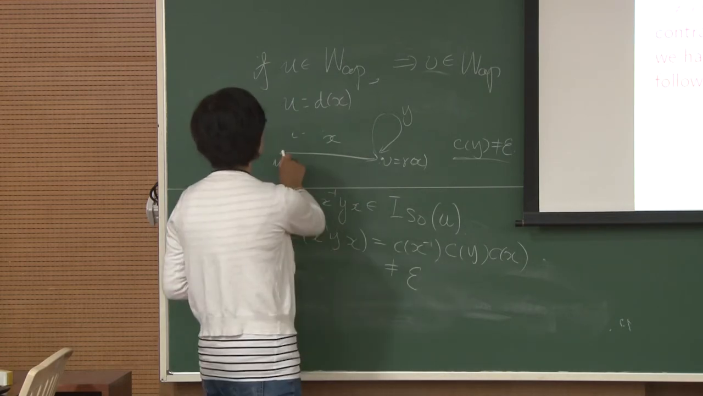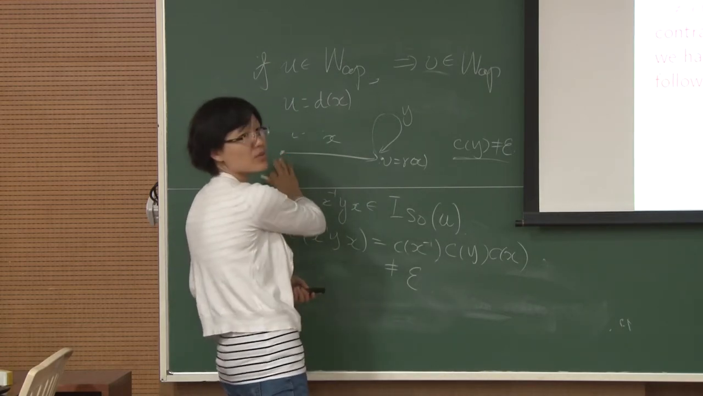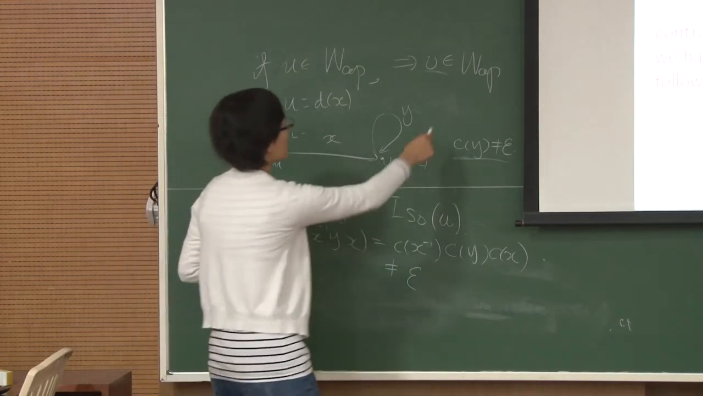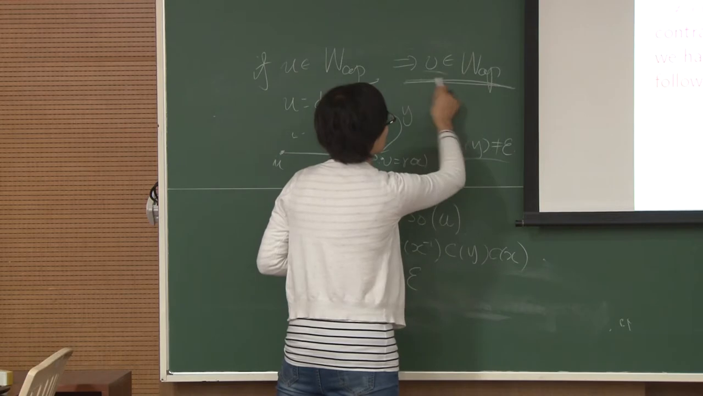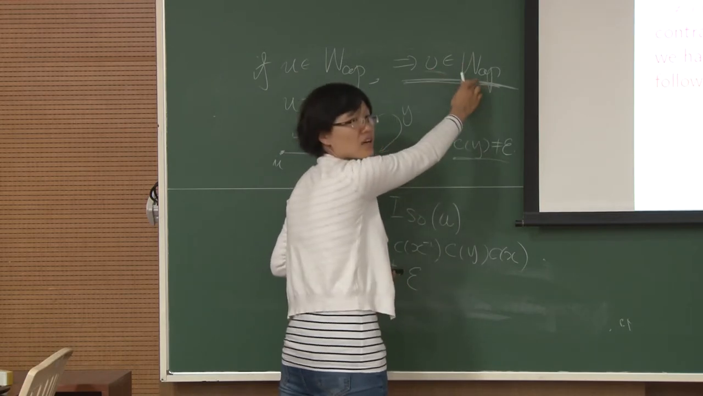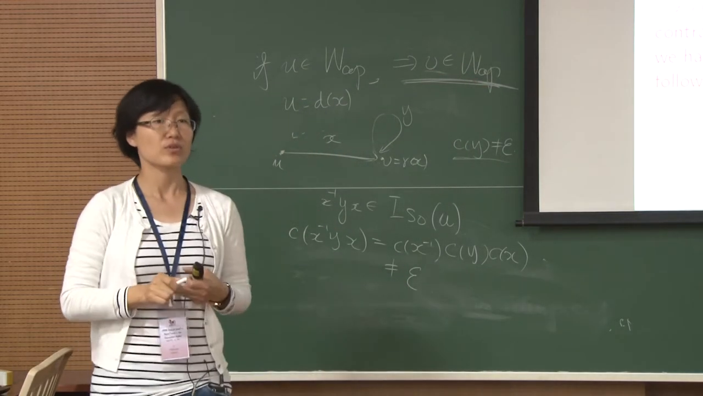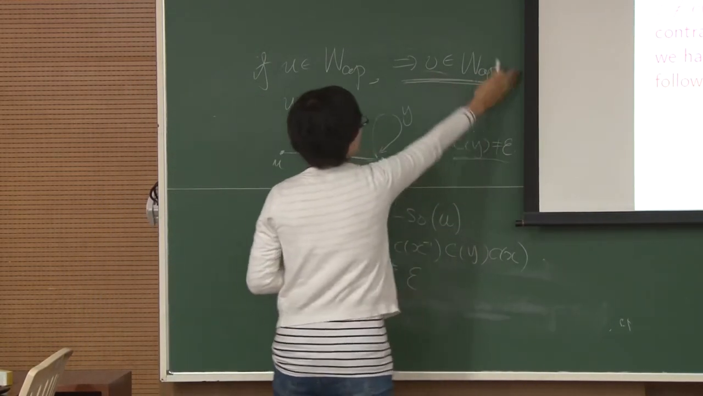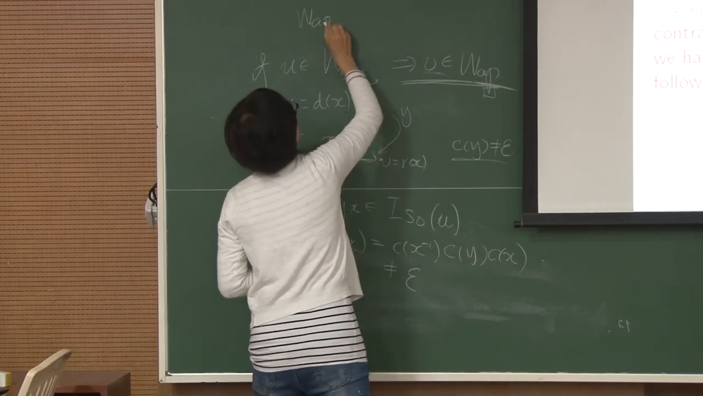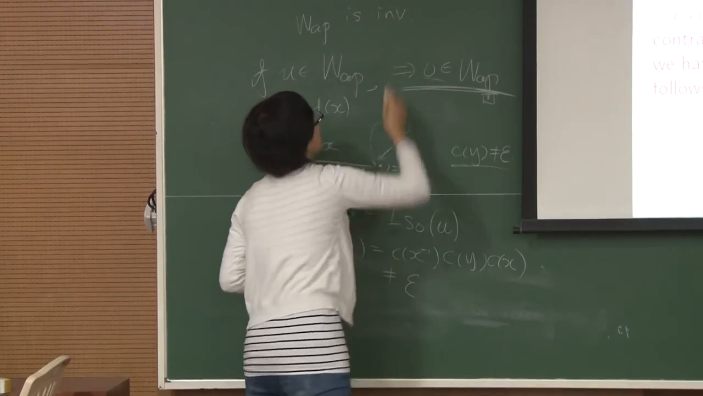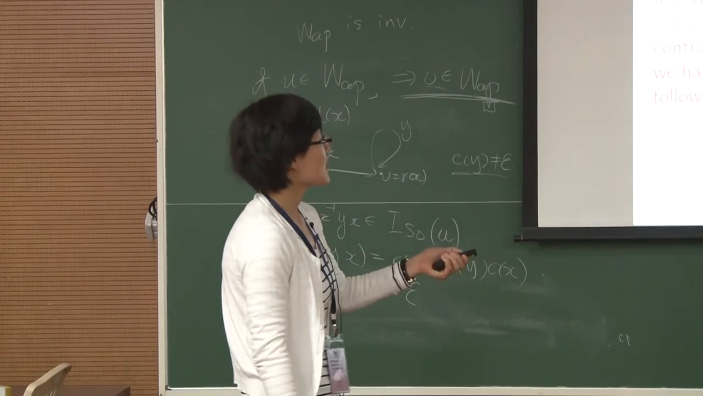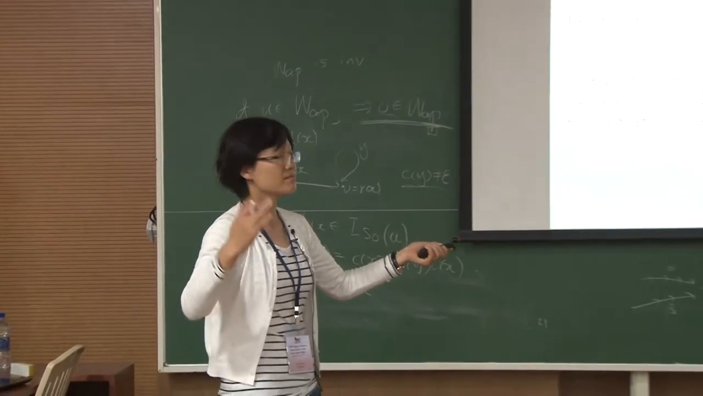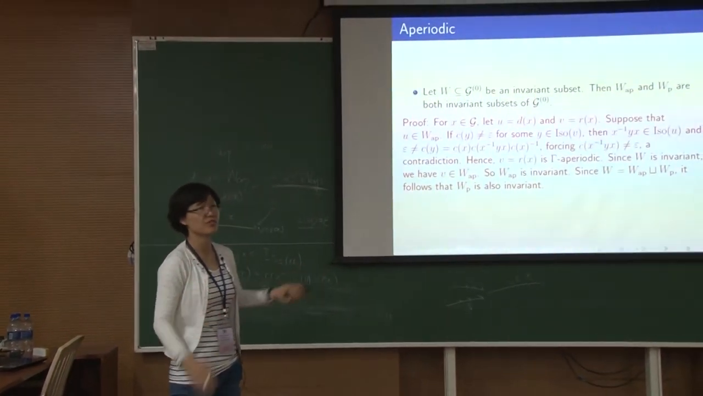But we know that U is already contained in W. W is aperiodic, so the range is already contained in W. So the range, that is V, is in the aperiodic part of W. Okay, so now we have proved that this W is aperiodic. Because U and W are aperiodic, the other part is also aperiodic.